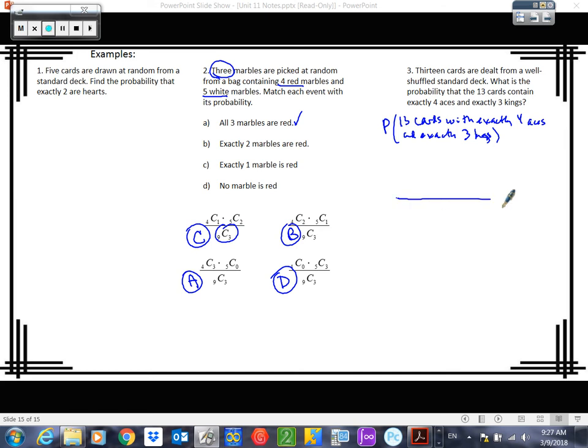So let's start our fraction. We know the denominator, we want 13 cards, and we know how many we have to choose from. It's 52. All right, 52 cards, and we want 13 of them. So let's start with the aces. We want 4 aces. Well, how many aces are in a deck of cards? There's 4. So there are 4 aces, and I want all 4 of them. And, multiplying is and, I want 3 kings. So how many kings are there? There are 4. So I have 4 kings, and I want 3 of them.